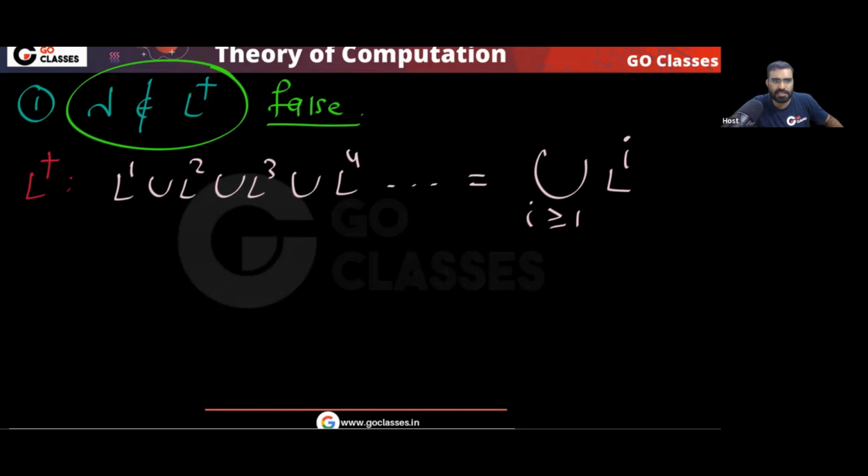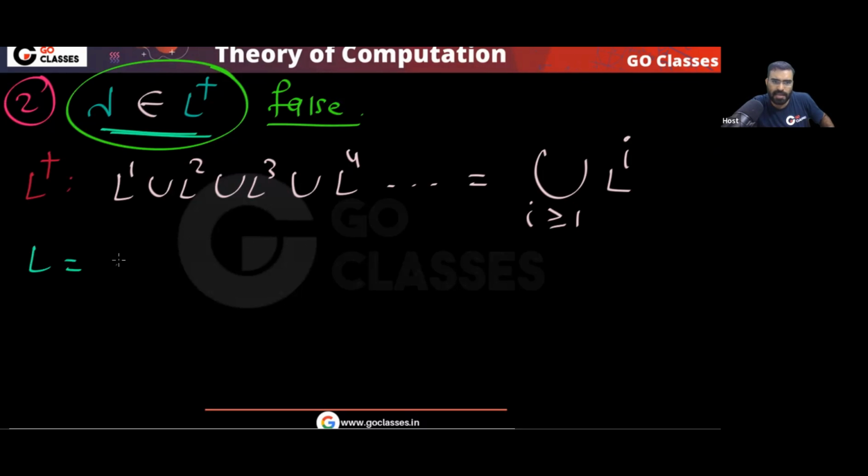What about the second statement? The second statement is lambda belongs to L plus. Is this statement true? This is your second option, lambda belongs to L plus. Is this statement always true? No, again, this is false. Let me tell you, this is also false. What you can do?